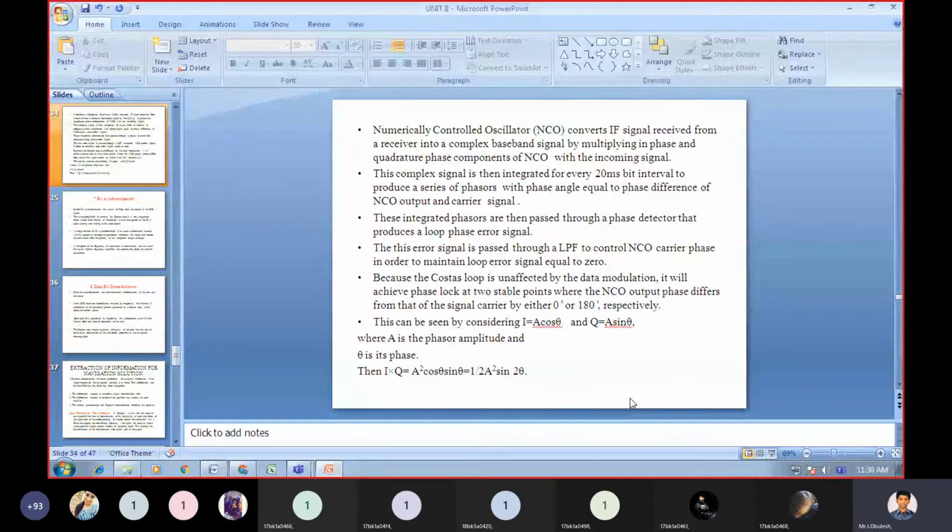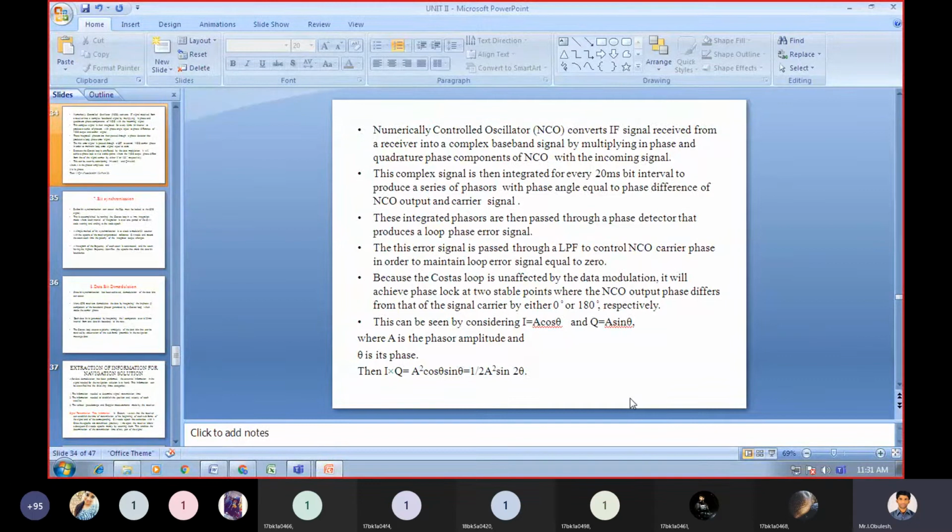This can be seen by considering the in-phase component I equals A cos theta and the quadrature phase component Q equals A sin theta, where A is the phasor amplitude and theta is the signal's phase. Then I times Q equals A squared sin theta cos theta.